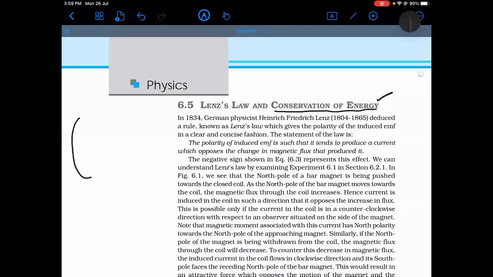If I take a coil like this, and if I have a north pole and a south pole, and I move the north pole here, now I have one question. Think and tell me. When I'm moving the north pole towards the coil, am I increasing the flux or decreasing the flux?